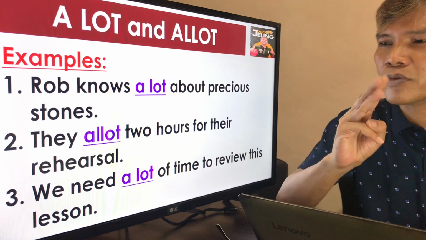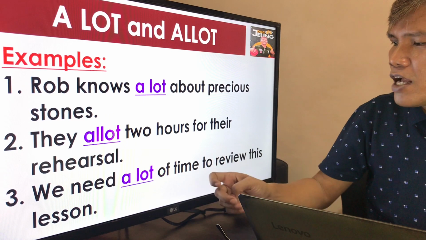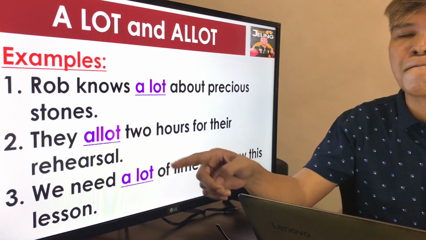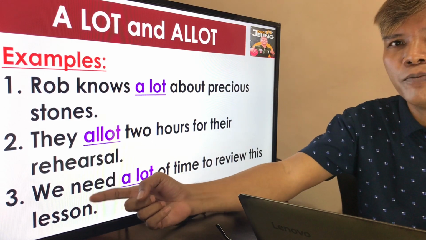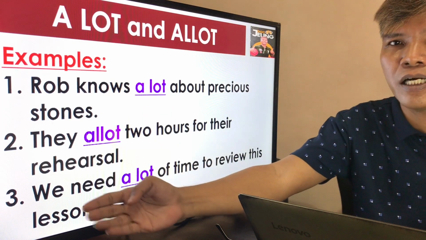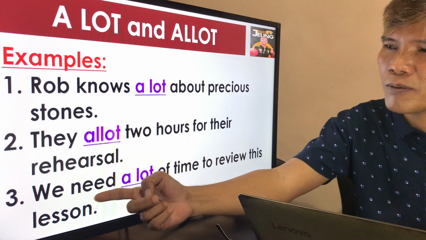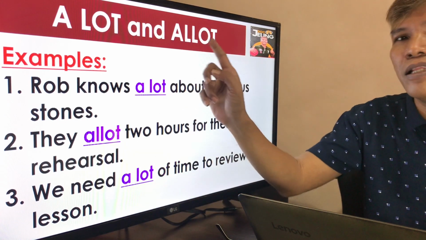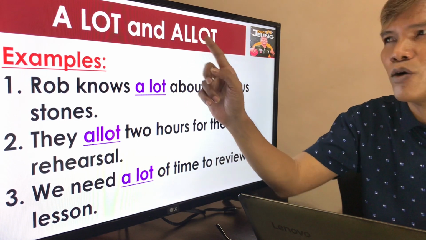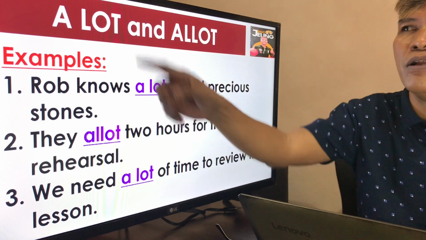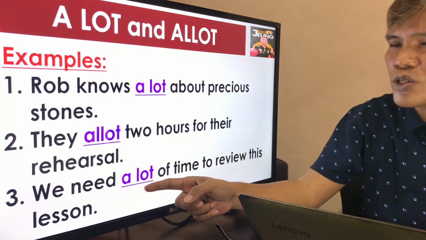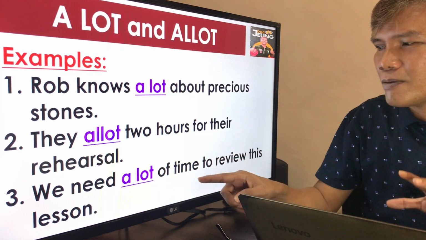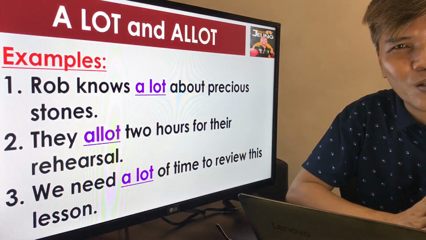Number 3, we need a lot of time to review this lesson. Why do we use a lot? Because we have already a verb. What's our subject? We. The verb is need. So we have already a verb. We don't need to have another verb. So we do not need to use allot. We will use a lot. A lot refers to a large amount of time to review this lesson.